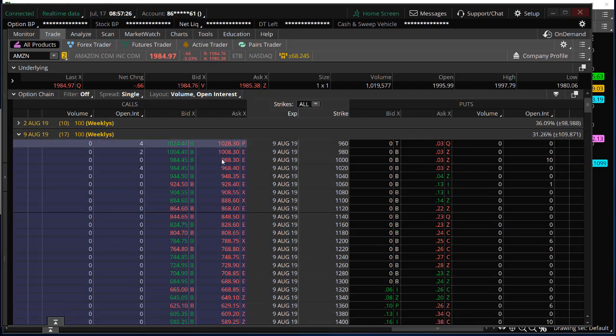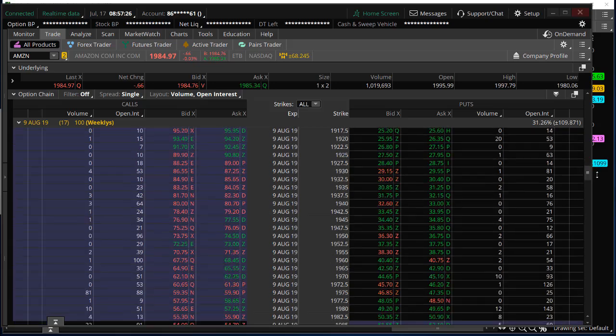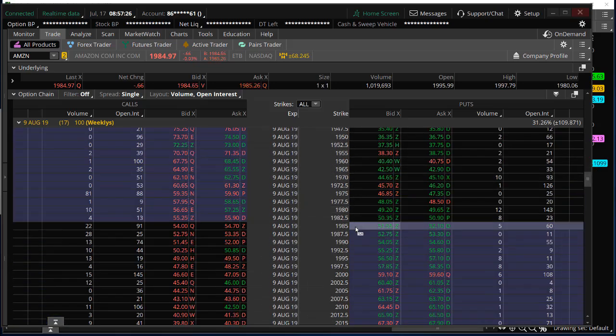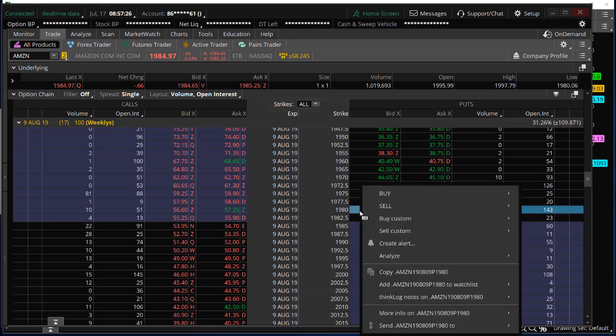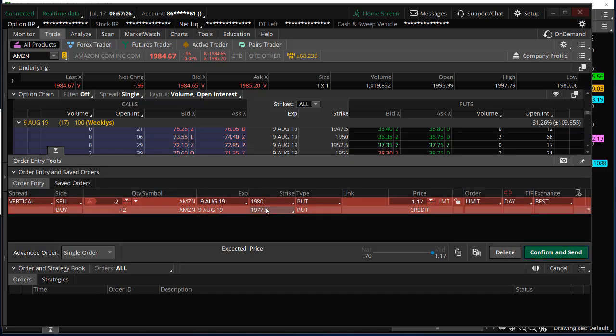So you want to go down a little bit more time if you're doing it at the money. So I would add another week on there. But if you look at this instead and you say, okay, well, I'm actually going to do 1980, 1975. So now you have a 1-to-1 risk reward scenario.